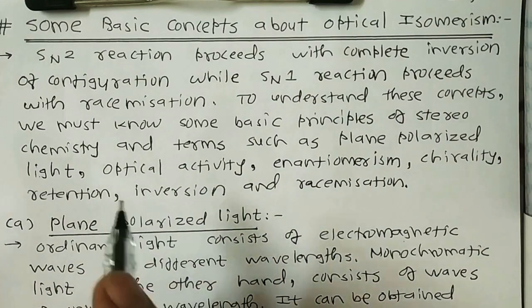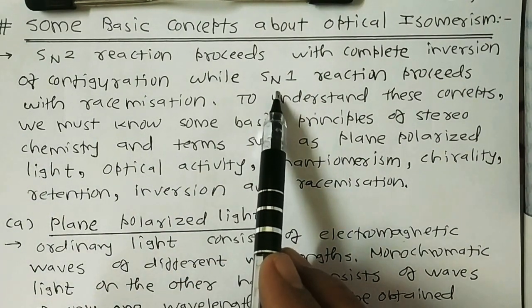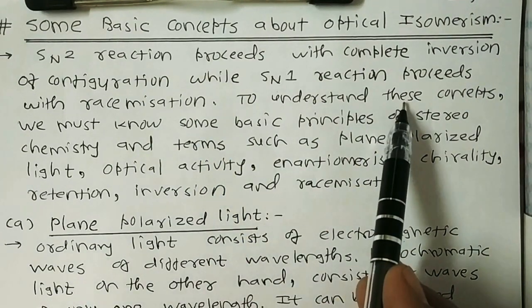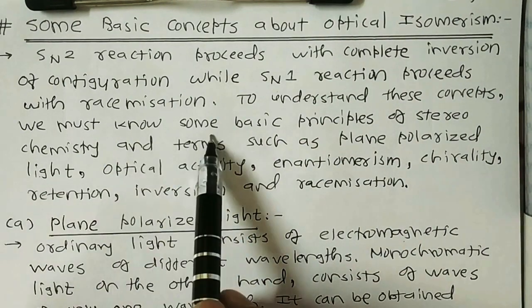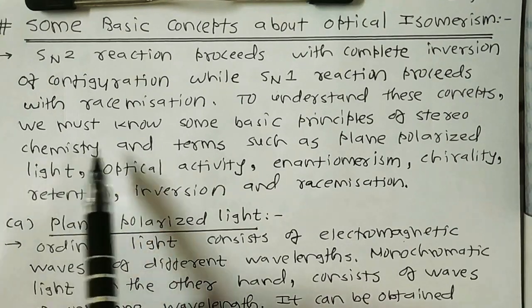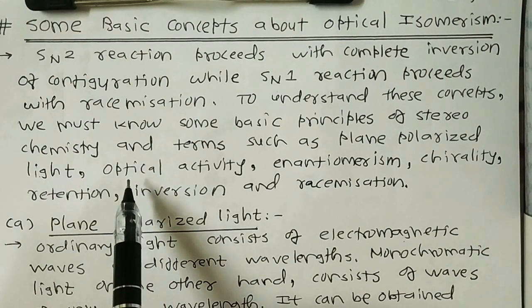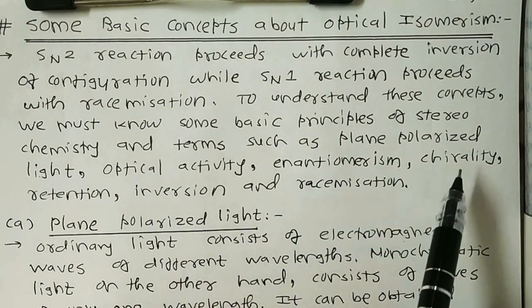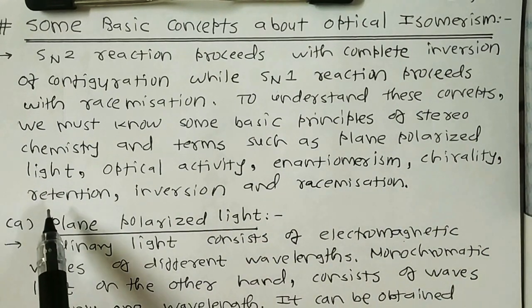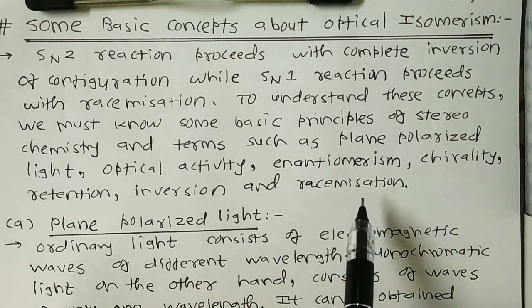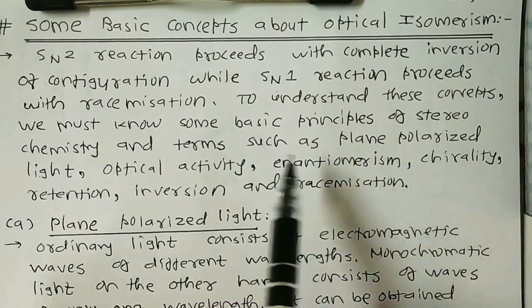To study the Walden inversion, and also SN1 reactions, which proceed with racemisation, we have to understand the terminology racemisation in this topic. To understand this concept we must know some basic principles of stereochemistry and terms such as: number 1, plane polarized light; number 2, optical activity; number 3, enantiomerism; number 4, chirality; number 5, retention; number 6, inversion; and number 7, racemisation. Right? So these are our main menu in this topic.